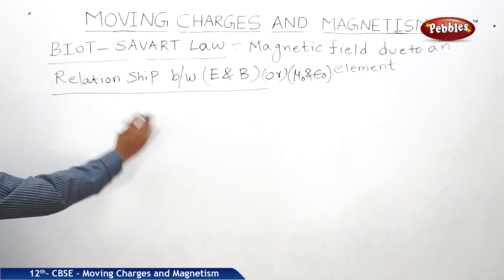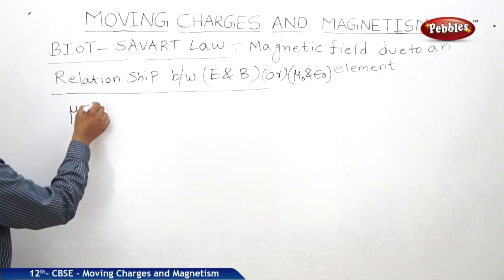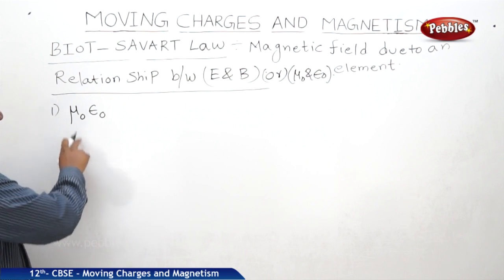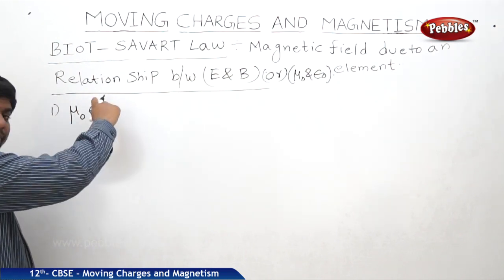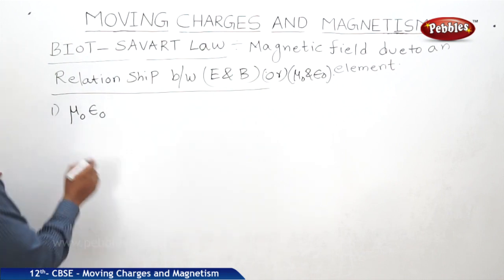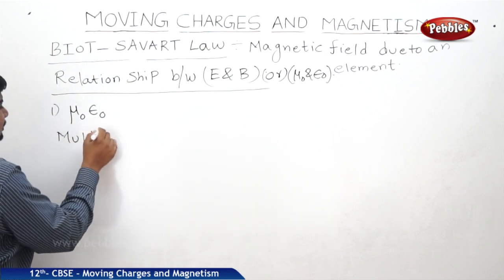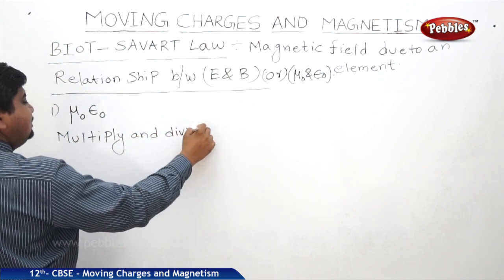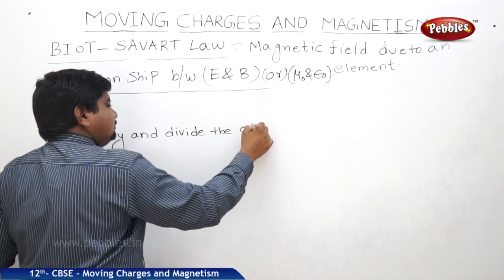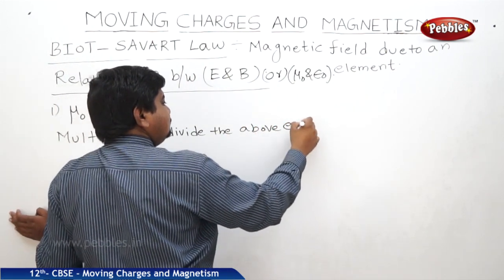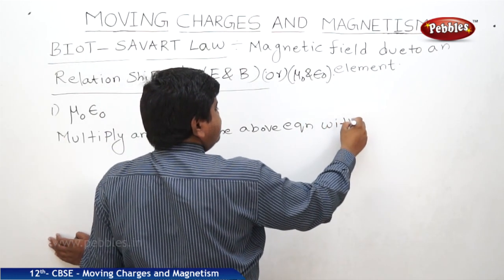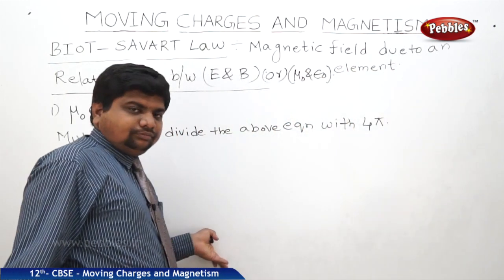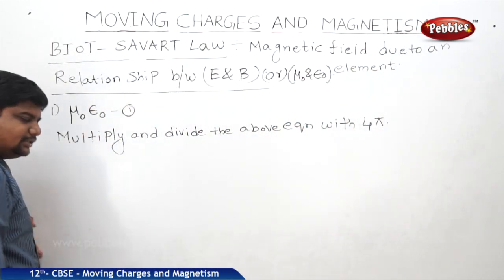So how will it be defined? Take mu naught epsilon naught. This is the first step. And I am multiplying this whole mu naught epsilon naught with 4 pi and dividing with 4 pi. So multiply and divide the above equation with 4 pi. This is the first step.